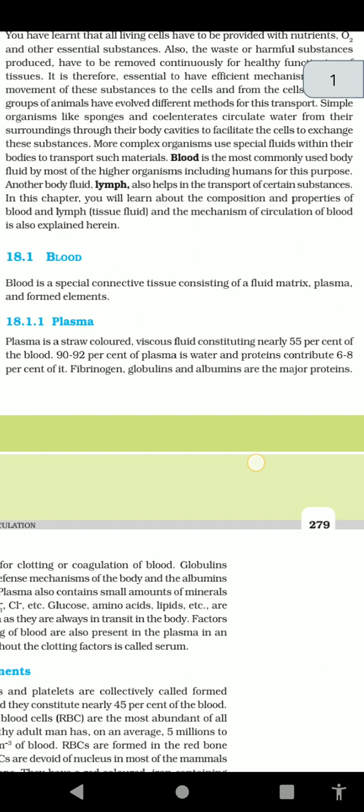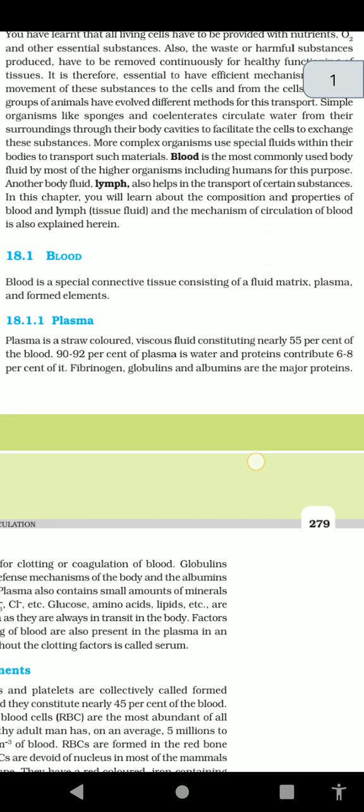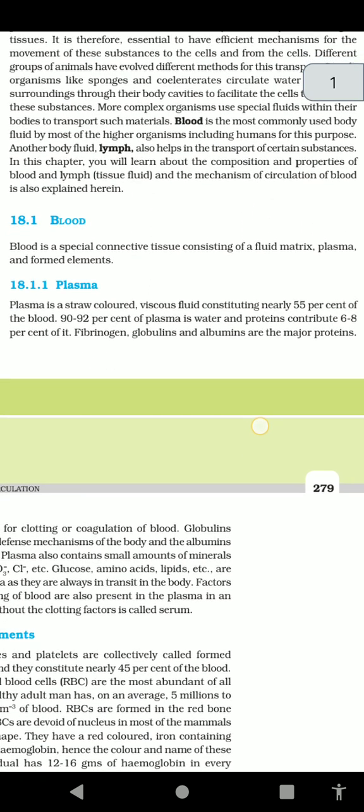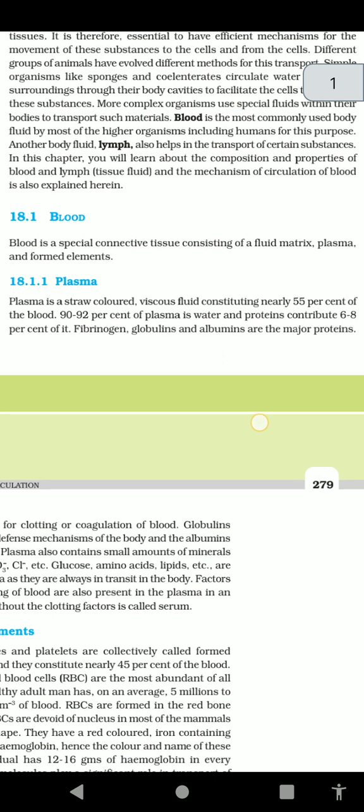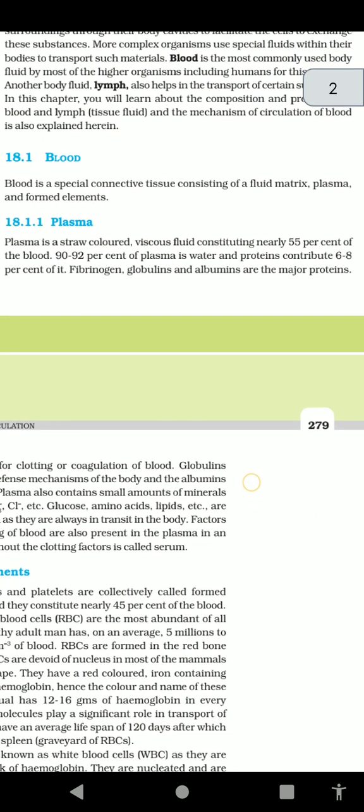Another body fluid is lymph. It also helps in the transport of certain substances. In this chapter, you will learn about the composition and the properties of blood and lymph, the tissue fluids, and the mechanism of the circulation of blood. It is also explained here.